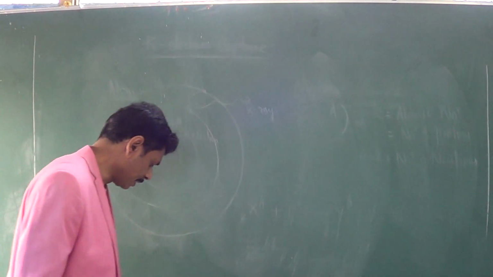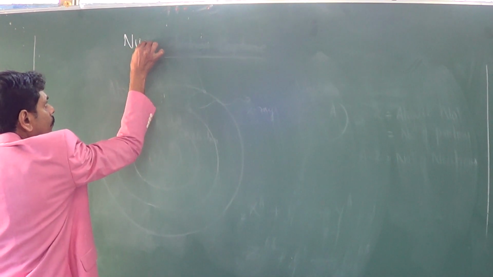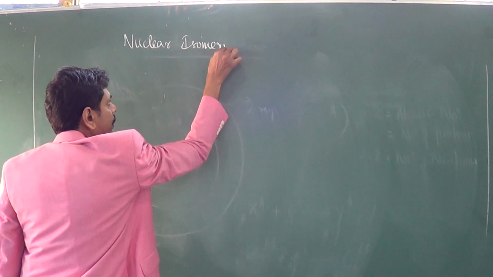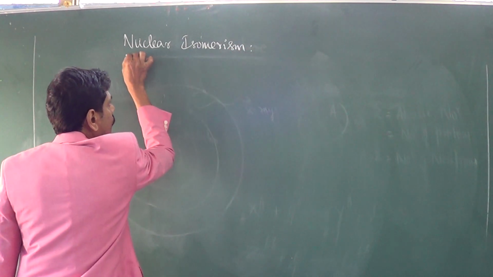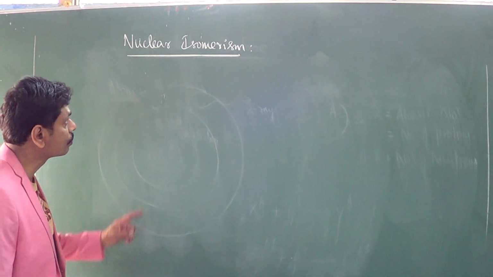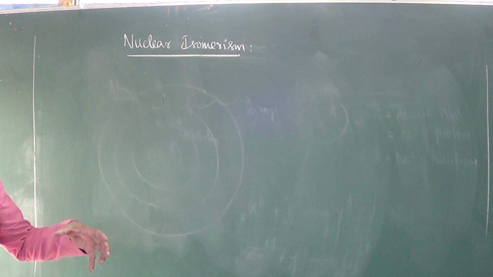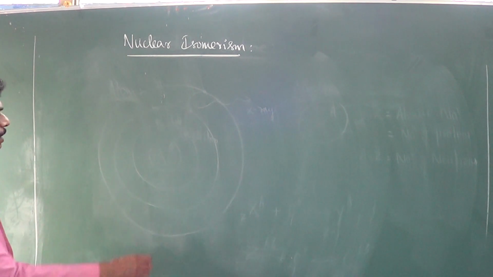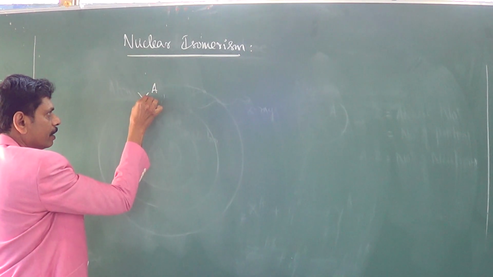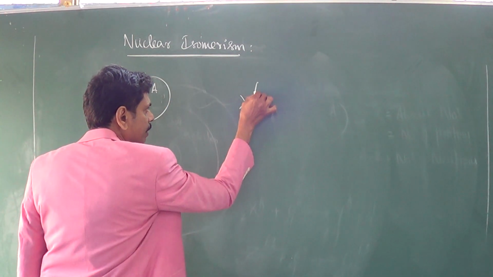Nuclear isomerism or nuclear isomers. What do you mean by this nuclear isomers or nuclear isomerism here? Now let us consider two nuclei here. I will consider two nuclei. This is one nucleus. This is another nucleus.